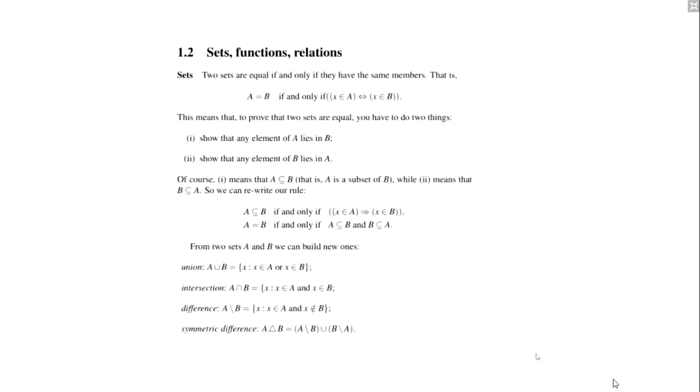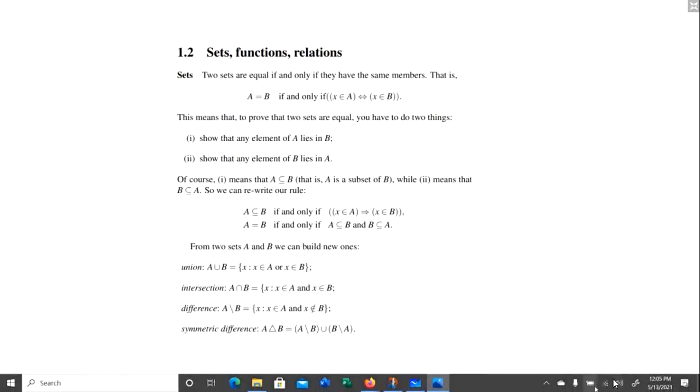So we have this terminology: the union, the intersection, the difference of sets, and the symmetric difference of sets. From our set theory, we should just recall that.